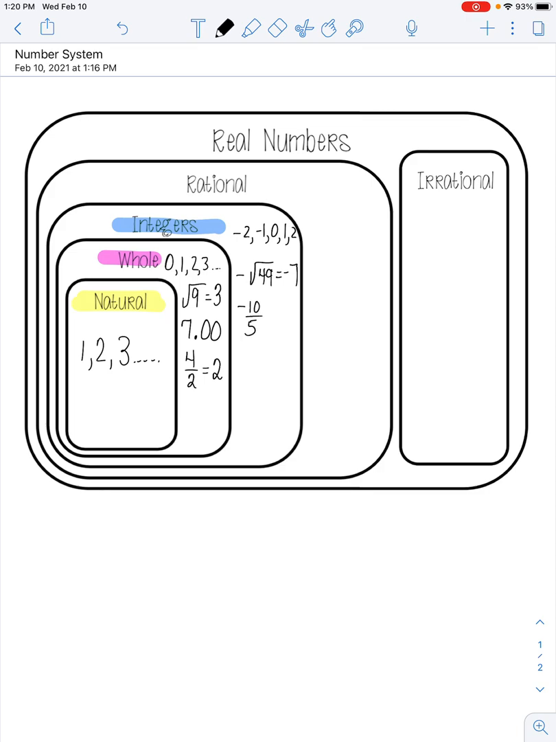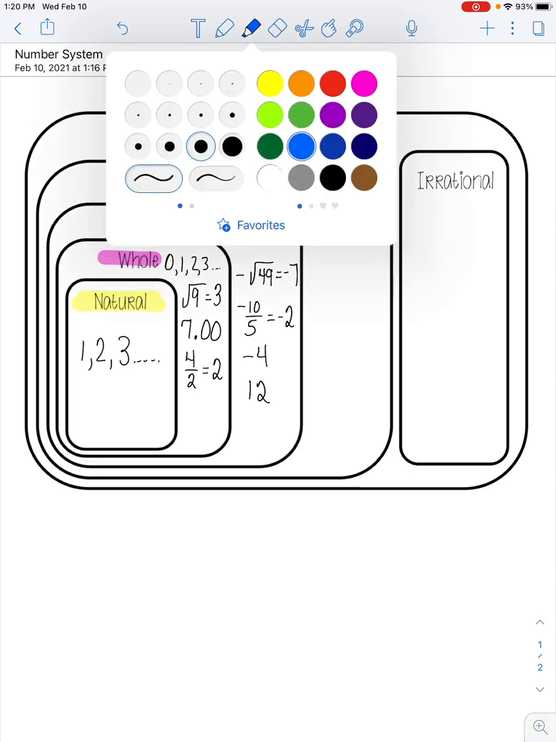What about this? -10 over 5. That simplifies to -2. -4, +12. All of these are examples of integers. So things whose value is a positive or negative whole number, those are integers. Now let's go to this next word. All of these integers, whole numbers, and natural numbers are also rational numbers. They're also real numbers.